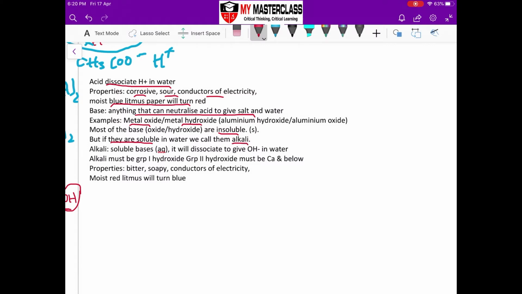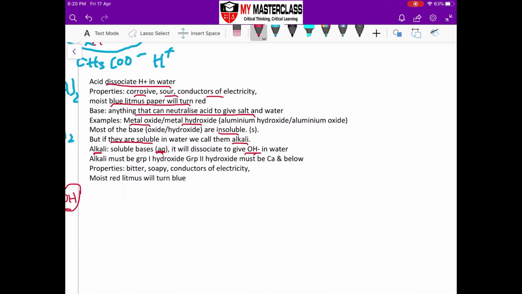So which ones are your alkali? Alkalis are the soluble bases. Soluble means I write aqueous, because aqueous means I dissolve in water. Since they are soluble, they can dissolve in water. So soluble bases are your alkali. Alkali will dissociate to give OH minus, your hydroxide ions, in water. So please know which ones are the alkali.